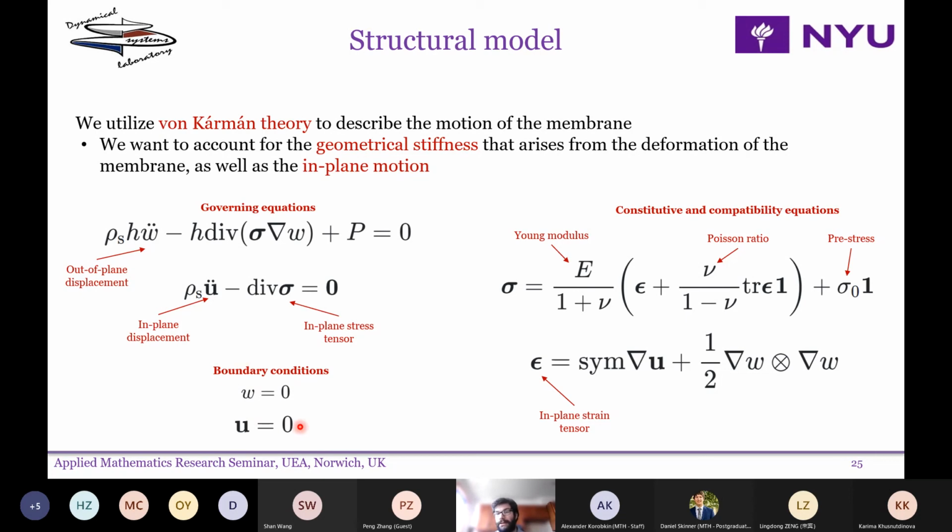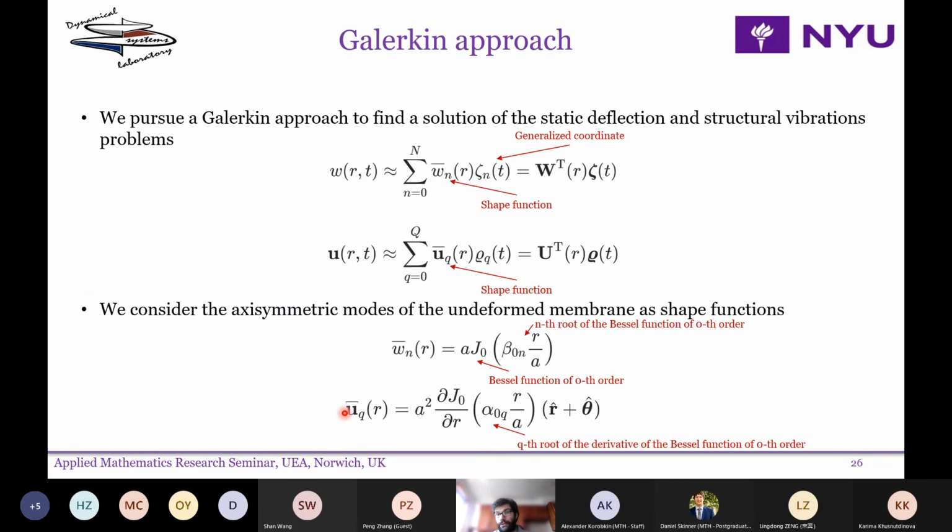With respect to the boundary conditions, we assume that the edge is fixed as we had in the experiments, so that the out-of-plane displacement is 0 and the in-plane displacement is 0 as well. To find a solution for the static deflection and structural vibration problems, we utilize a Galerkin approach. This means that we project our equations on a series of shape functions and we formulate our model in terms of generalized coordinates for both the out-of-plane and the in-plane displacement. Typically, we utilize the same number of shape functions, and we saw with a convergence analysis that even utilizing a single shape function is enough to capture the structural deformation. For these shape functions in particular, we utilized the axisymmetric modes of the undeformed membrane. These are expressed simply in terms of the Bessel function of zero order and its derivative.